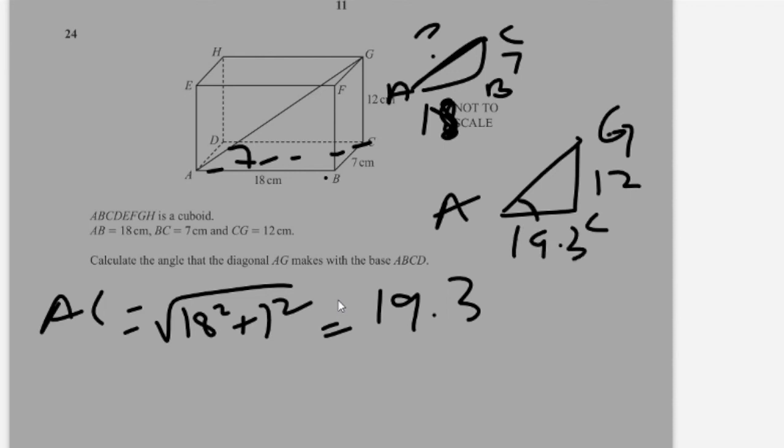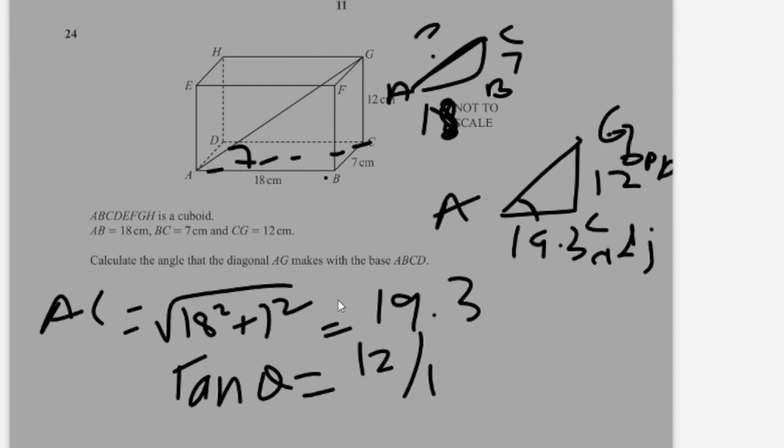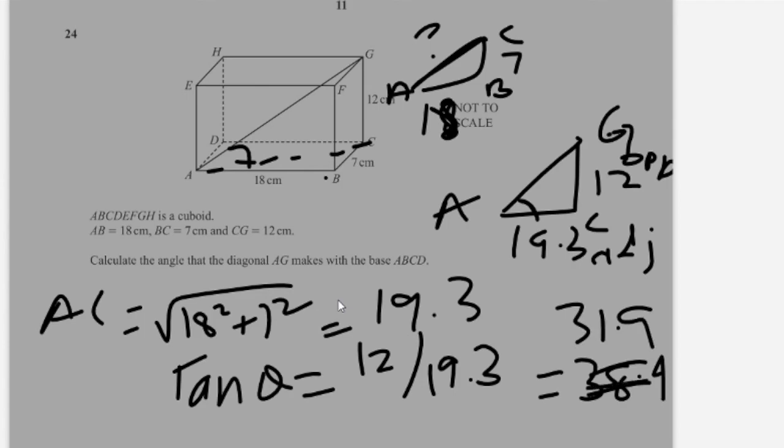So for this angle, 12 is the opposite side, and AC is the adjacent side, and we can use tan over here. So tan theta is equal to opposite, which is 12, divided by adjacent, which is 19.3, and we get the answer as 31.9.